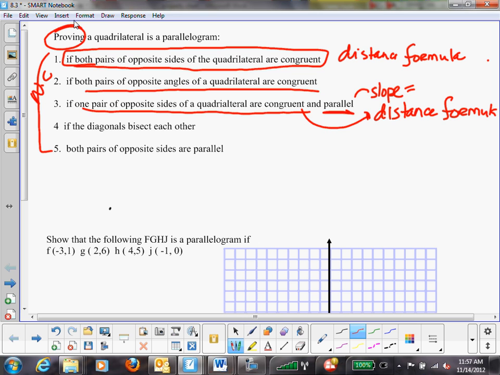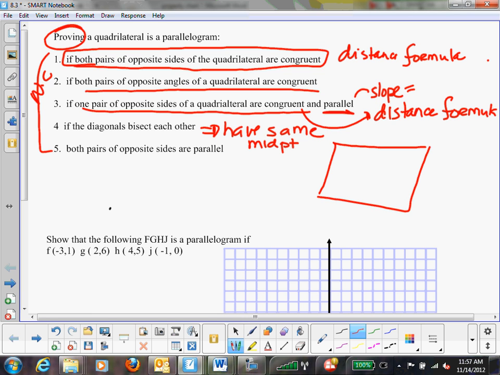If the diagonals bisect each other, what would I do here? How would I show that? You would show that they have the same midpoint. Wouldn't that make sense? In other words, the midpoint of this one is going to bisect, isn't it? That midpoint takes my diagonal and divides it into two congruent parts, yes? They should share that same midpoint because they should also show that these then are the same.